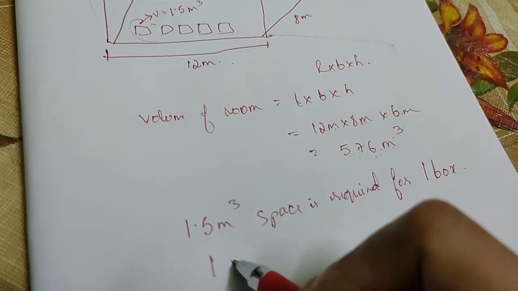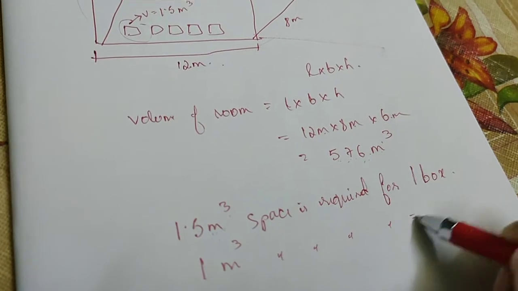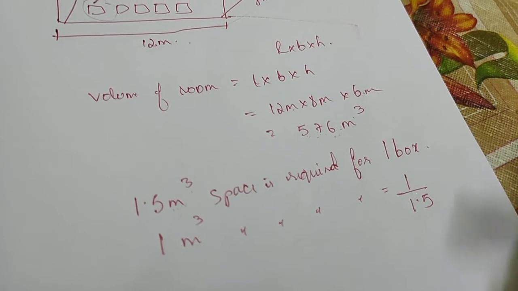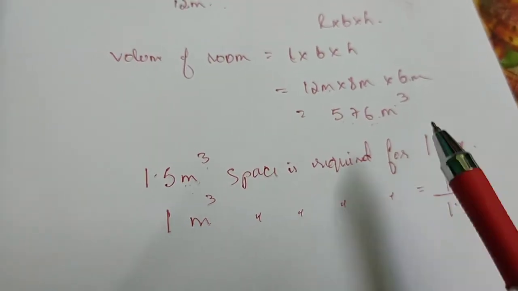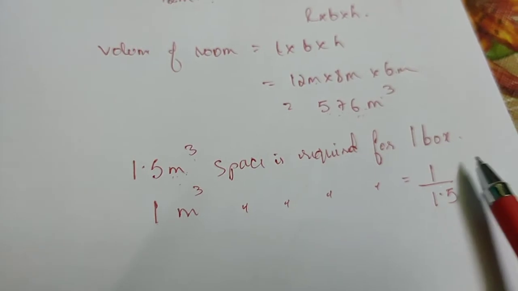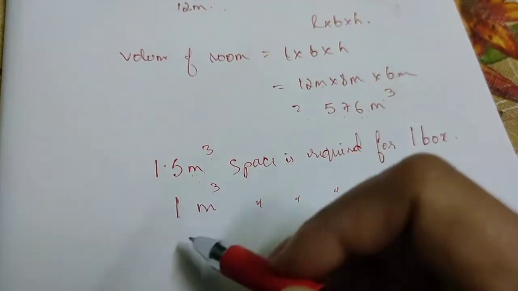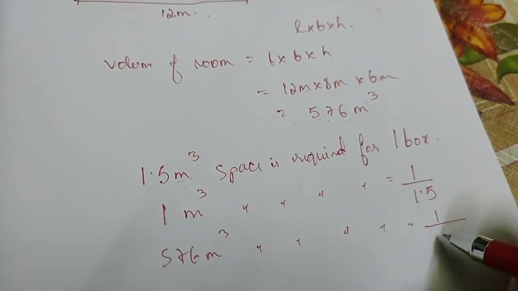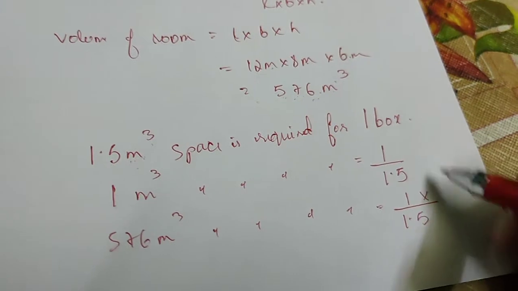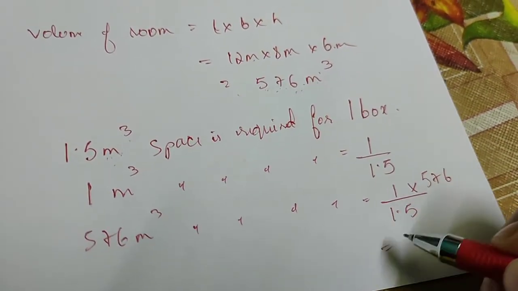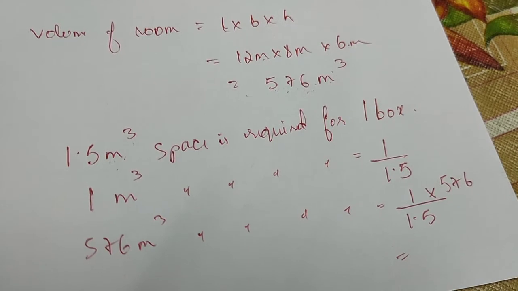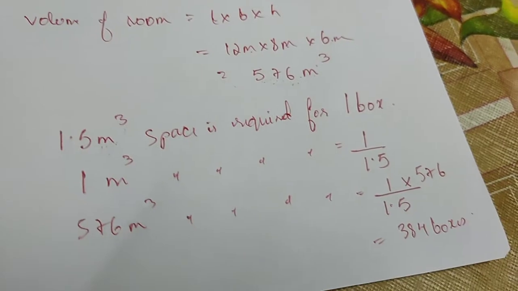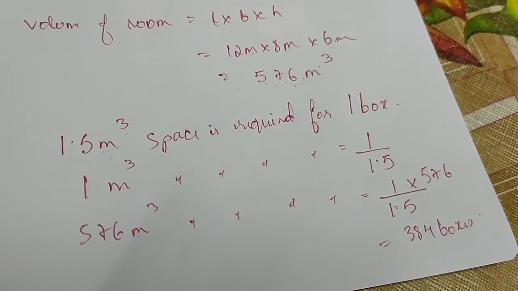Now 1.5 meter cube space is required for 1 box. Unitary method, you know. For 1 meter cube it will come as division, 1 by 1.5, and for 576 meter cube space it is 1 divided by 1.5 into 576. So my answer will be 384 boxes.